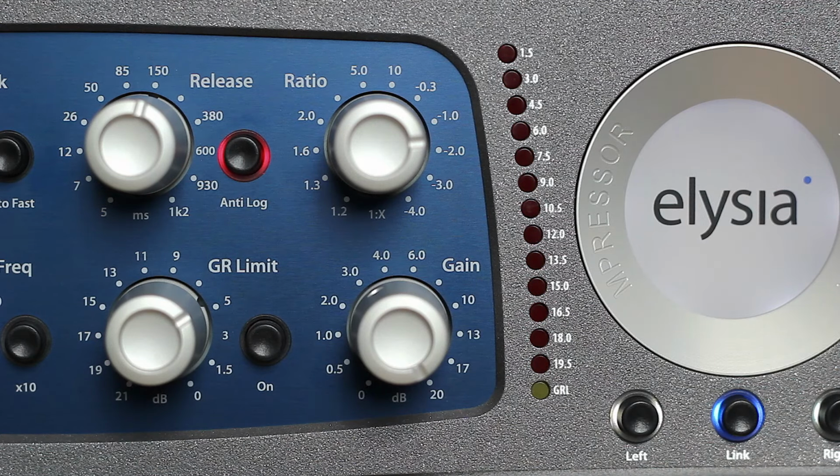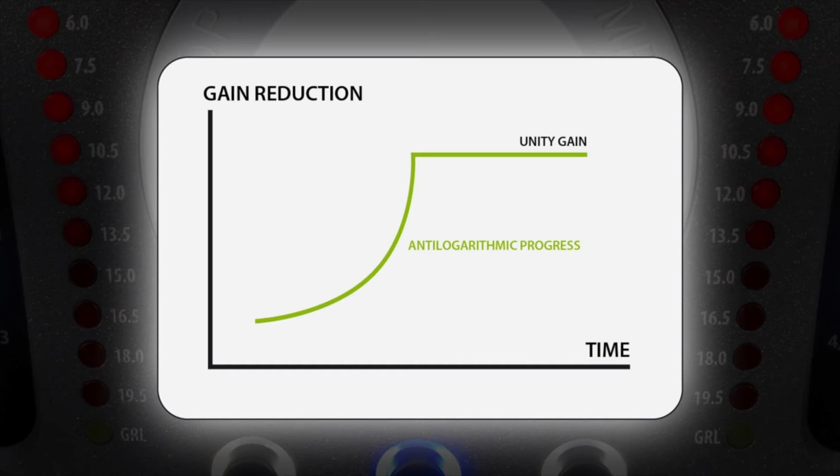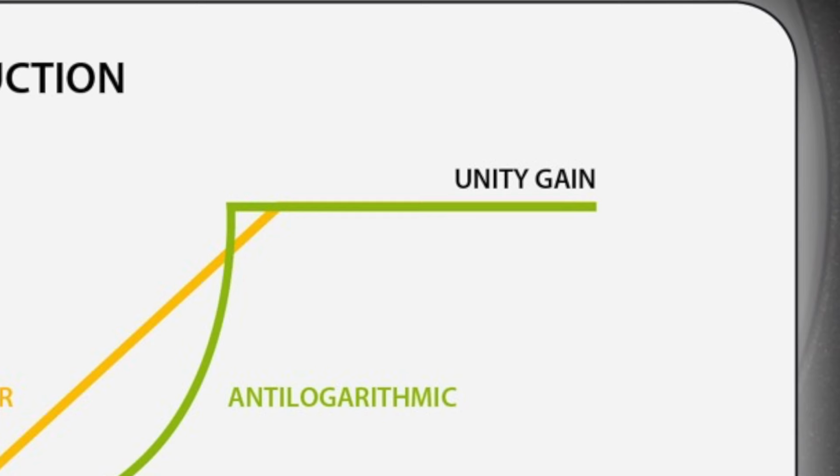With this type of curve, the rising progression of the release is slower at the beginning and faster towards the end. So the level will be held longer than usual. Once the input signal starts to decline, however, the release time will become faster as a result, and the rising level will be accelerated significantly.